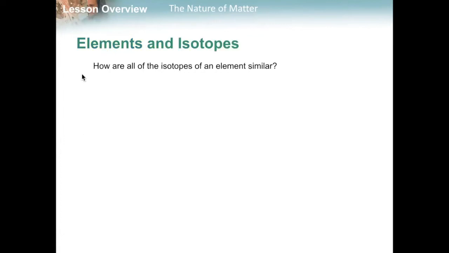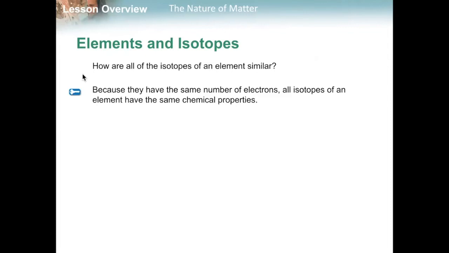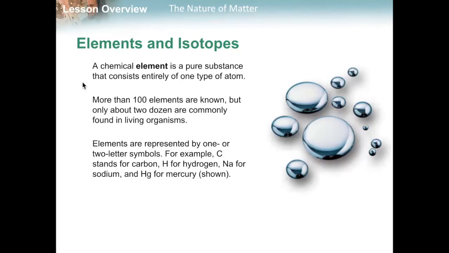How are all the isotopes of an element similar? Because they have the same number of electrons, all isotopes of an element have the same chemical properties. A chemical element is a pure substance that consists entirely of one type of atom. More than 100 elements are known, but only about 24 are commonly found in living organisms. Elements are represented by 1 or 2 letter symbols. For example, C stands for carbon, H stands for hydrogen, Na stands for sodium, and Hg for mercury. That's a picture of mercury. It is a liquid at room temperature.